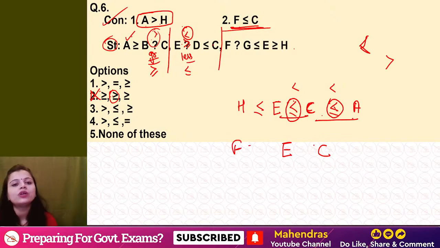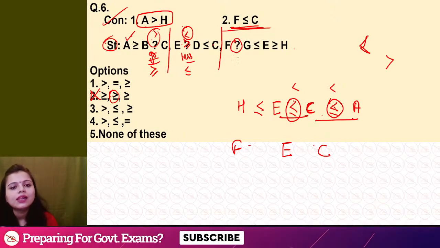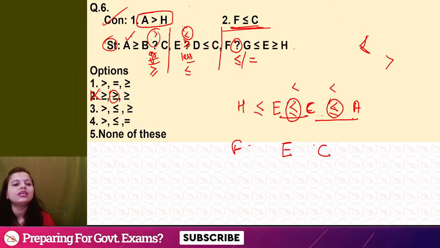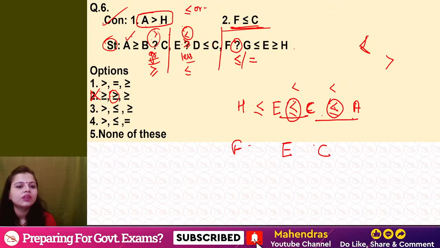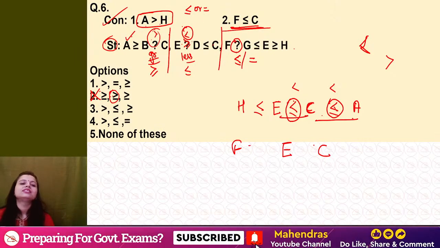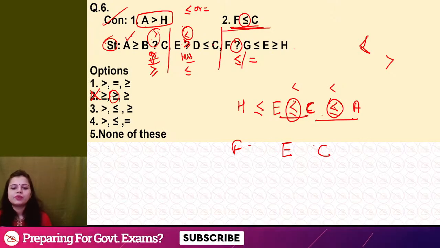So F is less equal to C. That means you need a less equal or equal sign in this place, and in this place also you need less equal or equal. Why? Then only F and C become less equal. If you put less in this place, then you will get E is less than C. So that means less will get the preference, and less equal will be wrong.